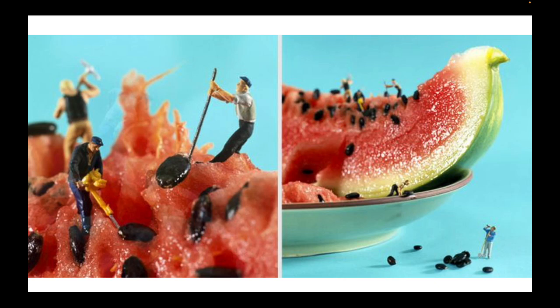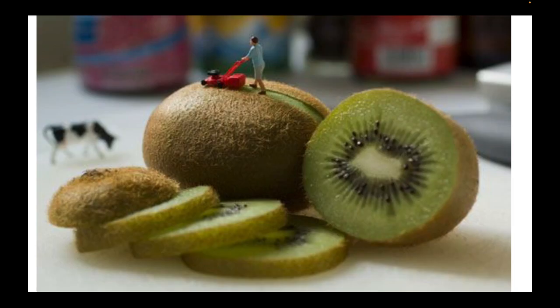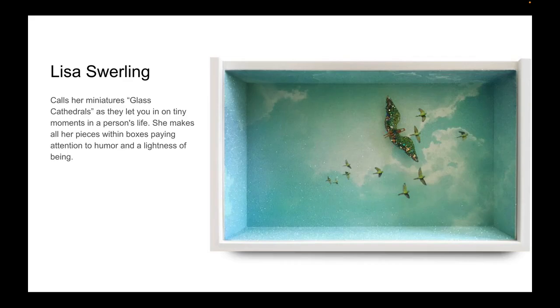This one is actually mining for the watermelon seeds, so trying to pull the watermelon seeds out using tools. It is really playful and really creative. In this case, the context is the food, but the food becomes something altogether different with the people involved and the scale and proportion. Now, this one's one of my favorites. Here's mowing the kiwi fruit to get the fur off of it.